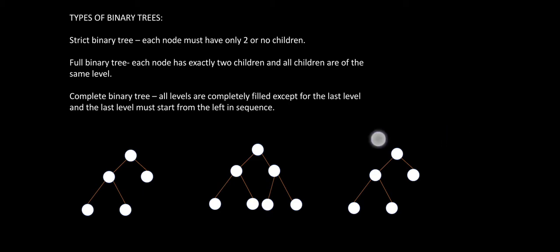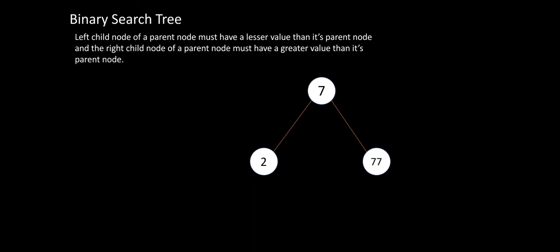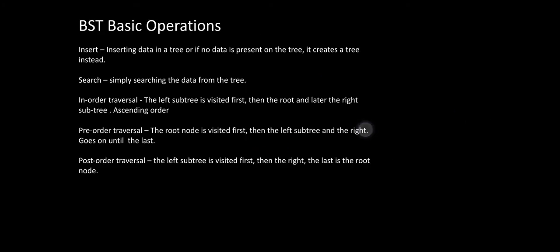Next one, binary search tree. A binary search tree has a special condition, whereas the left node must not be greater than its parent node, while the right node value must not be less than its parent node's value. And there are also operations that can be performed on the BST, or the binary search tree. We have the insert.